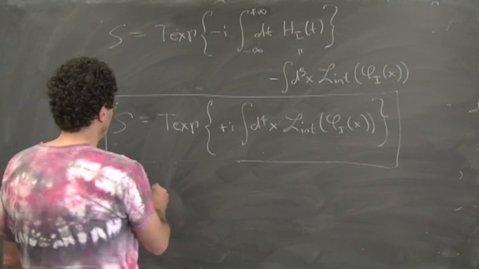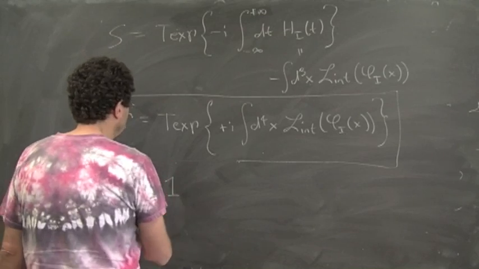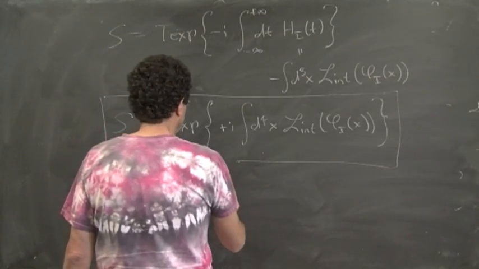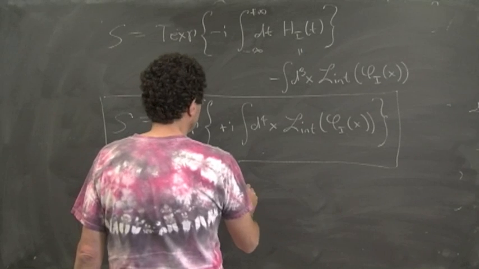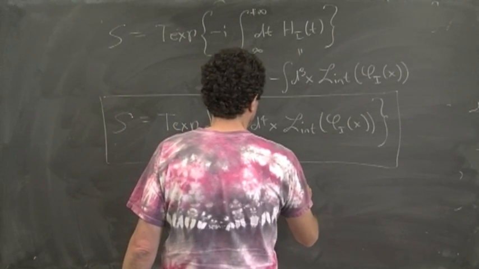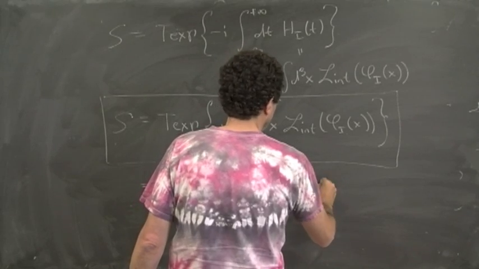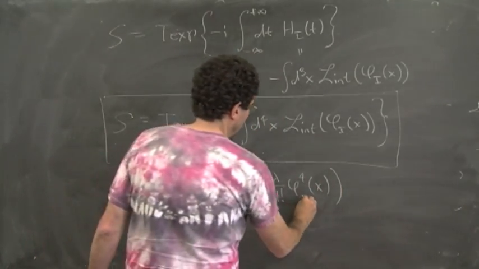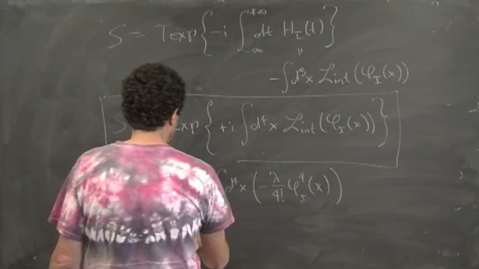So if we expand it in powers of lambda, the leading order term is 1. That's not very interesting. Then the next order term is i ∫d⁴x, and then we'll have some minus lambda over 4 factorial φ⁴(x), right? And remember, these are interaction picture fields.